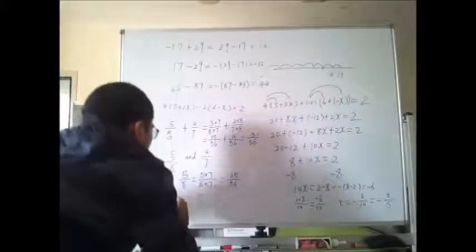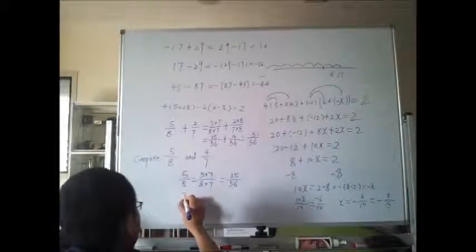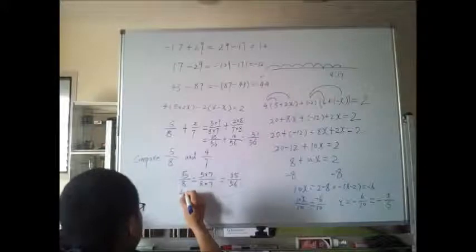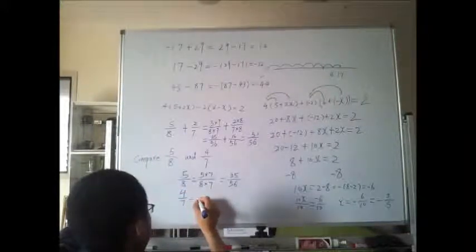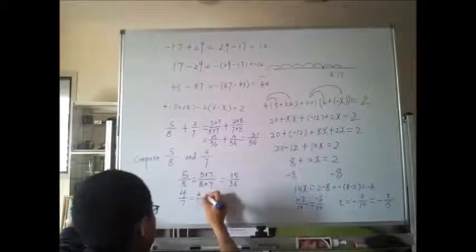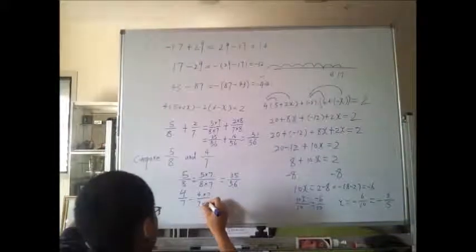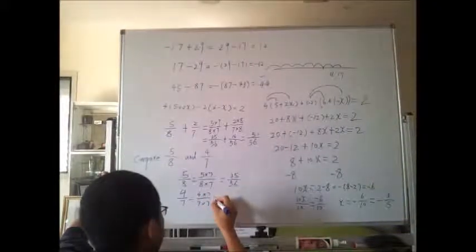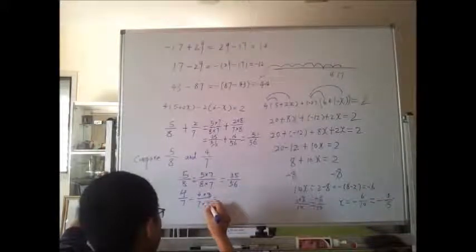So for 4 over 7, what is that? 4 over 7. And for numerator and denominator, we times 7 at the same time. So, times 8 at the same time. You see, I make mistake.